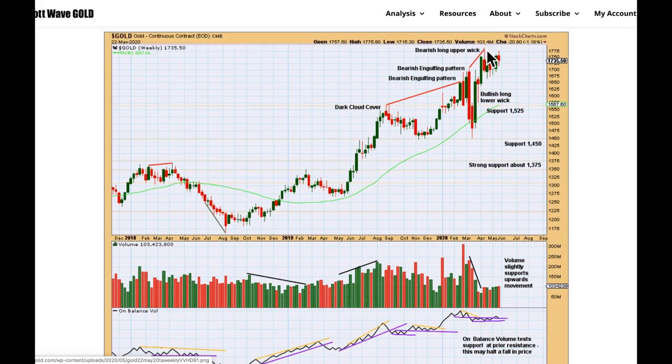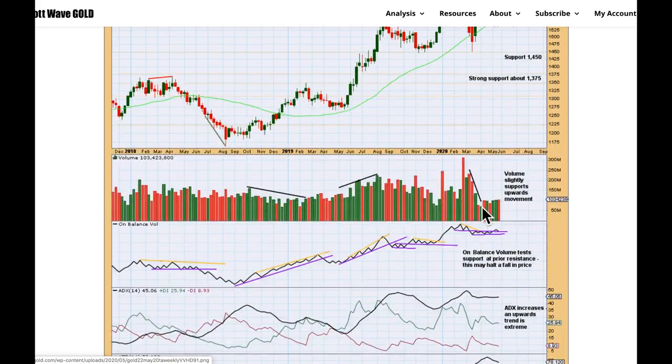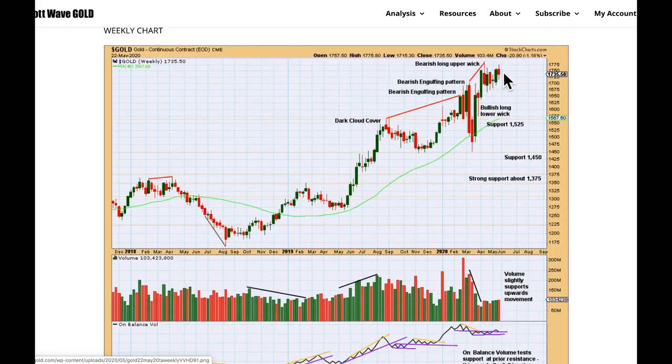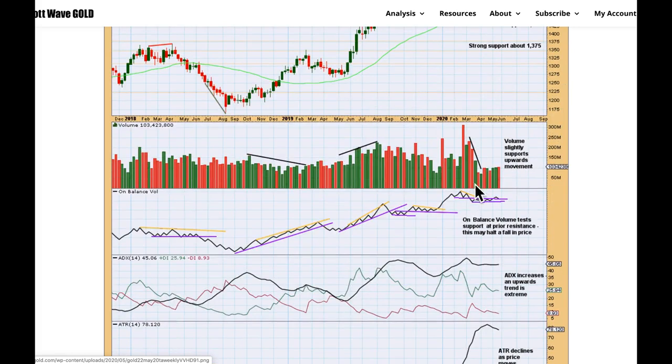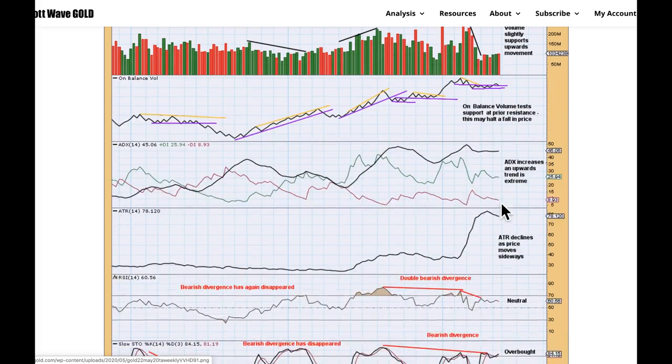And so the risk here of a major trend change is very high, but it doesn't mean we can't see some new highs before that happens. As prices move slightly higher and mostly sideways, volume is slightly supporting upward movement, but it does remain very light. Last week we had a bullish signal from on-balance volume. On-balance volume has now come down to find support at that previous line of resistance. This may assist to halt a fall in price.